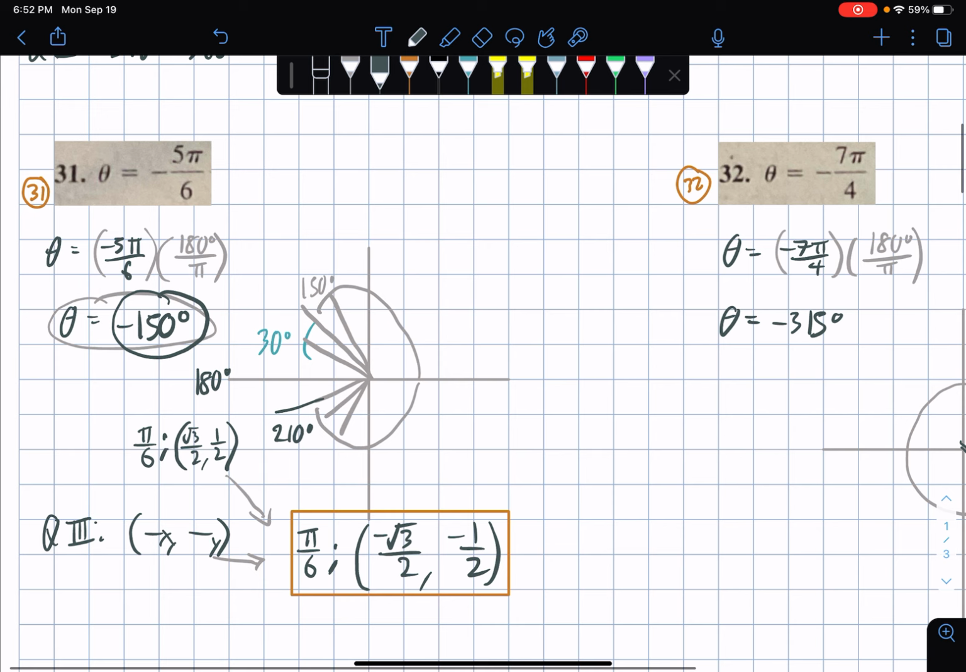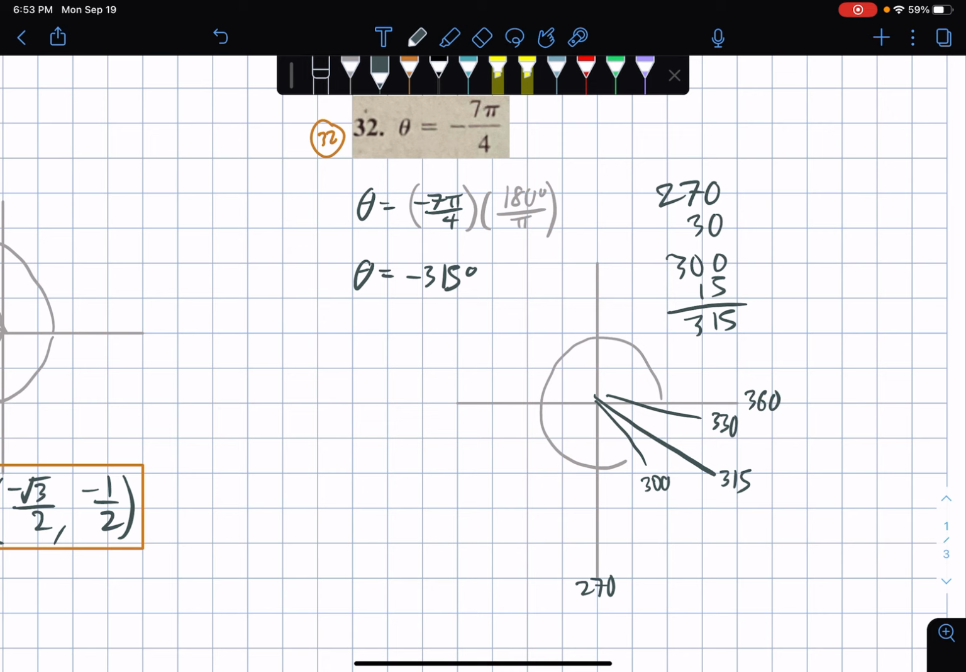let's try to make some assumptions right now. So, 150 plus 210 is basically 360. So, from here, negative 315. 360 minus 315 is 45 degrees. I'm starting to believe that the other answer is 45 degrees, which is in quadrant 1.